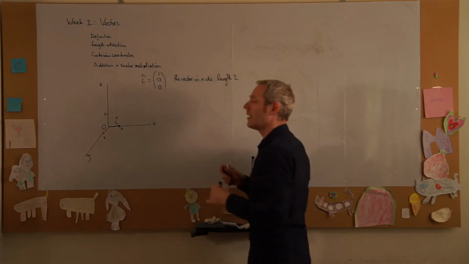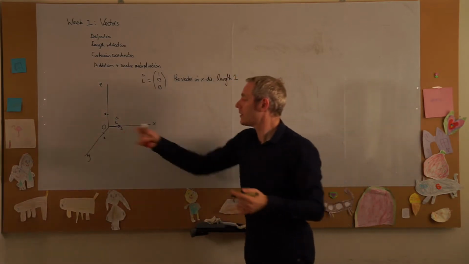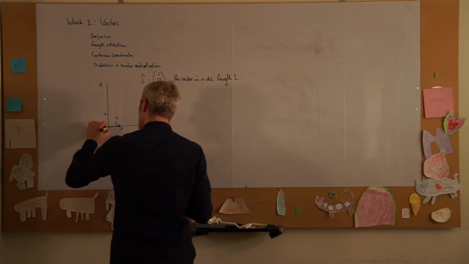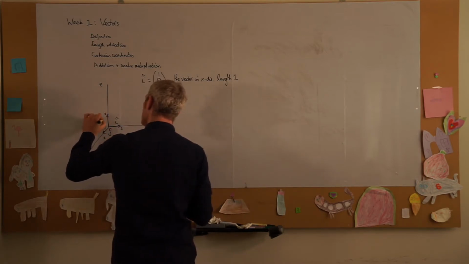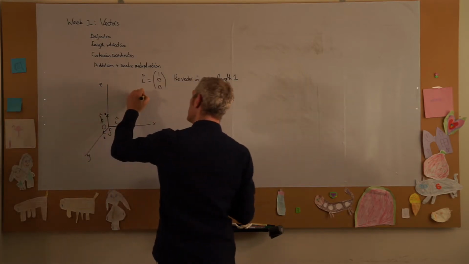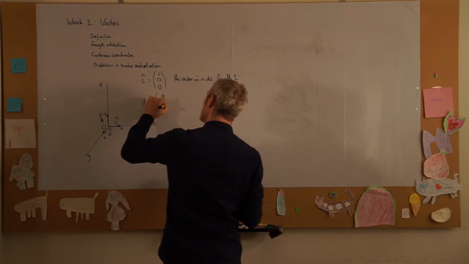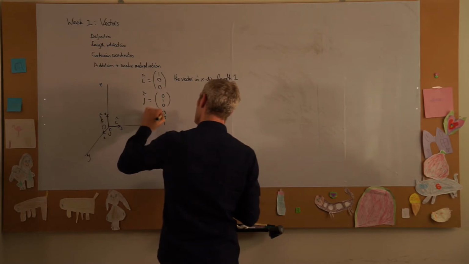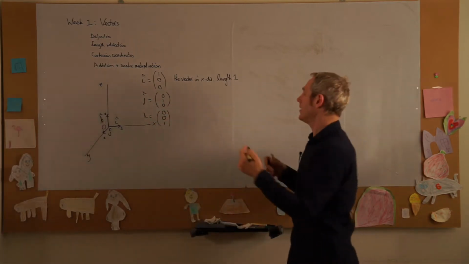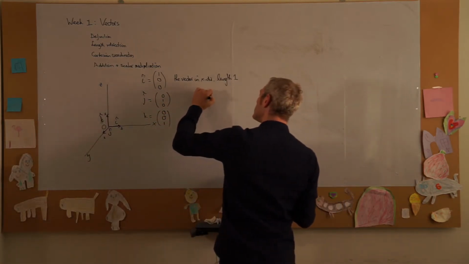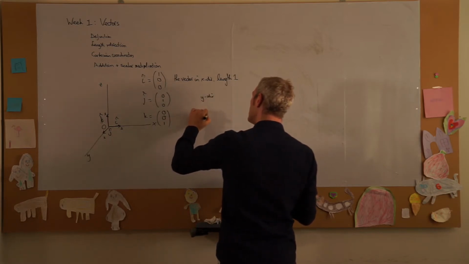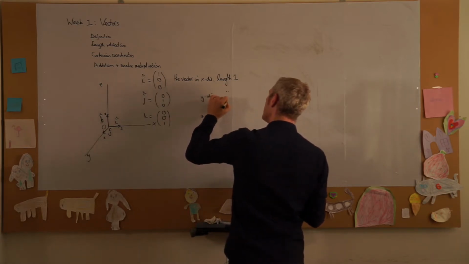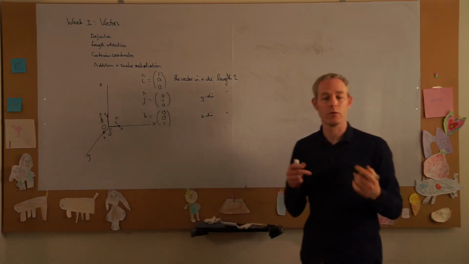1. Now we have three of these: one in x direction, which we call i, in y direction we call it j, and in z direction we call it k. So j is equal to 0, 1, 0, and k is equal to 0, 0, 1, and they're all the vectors in their respective direction. So this is the y direction and the z direction, and they all have length equal to 1.